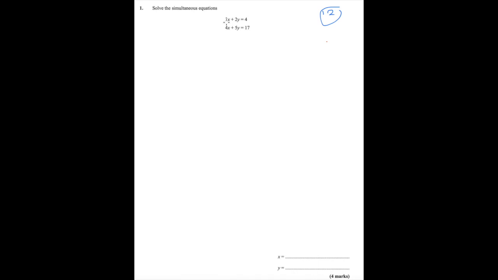So what we're going to do is think, well, how do we get from 3 to 12? We times by 4. And how do we get from 4 to 12? We times by 3. So we're going to times the top equation by 4 and get 12x plus 8y is equal to 16. And we're going to times the bottom equation by 3, and that will give us 12x plus 15y is equal to 51.